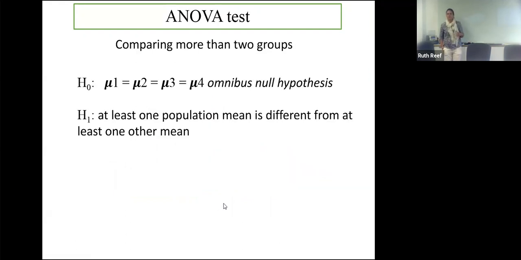So when I compare more than 2 groups, my hypothesis becomes a bit tricky, where I have what we call the omnibus null hypothesis, which is that all the means are the same. Okay, so the mean of population 1 is equal to the mean of population 2, is equal to the mean of population 3, is equal to the mean of population 4, 5, 6. So actually, if I look at the water use of the pre-industrial, of the ambient CO2 concentration, of the future CO2 concentration, I can't tell them apart. Okay? So that's my null hypothesis.